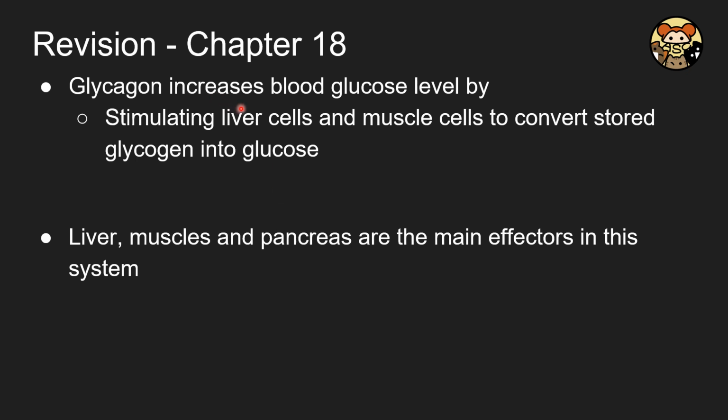And glucagon is the hormone that increases the blood glucose level by stimulating the liver cells and muscle cells to convert the stored glycogen into glucose. That's why the liver, muscles, and pancreas are the main effectors in this system.